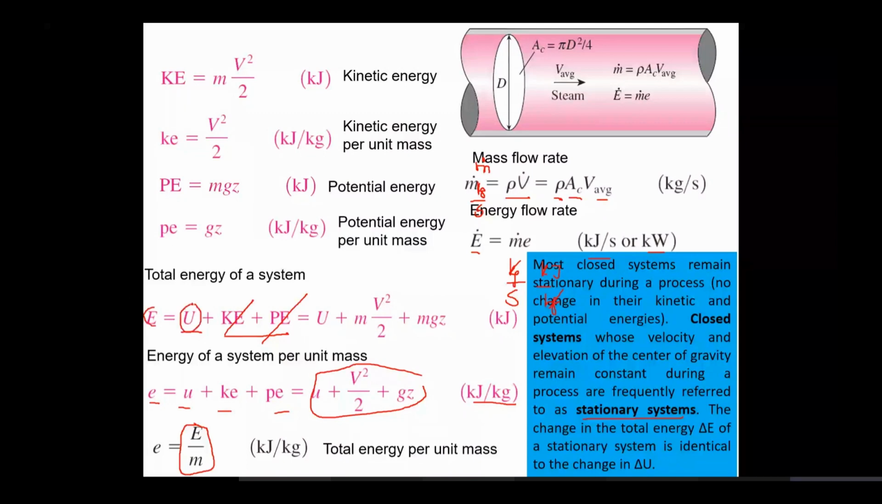Clear enough? So for stationary systems, which are closed systems having zero velocity and zero elevation difference, any change occurring in the energy of the system would be equivalent to the change in the internal energy of the system. Clear enough? All right. Let us have some insight into the internal energy.